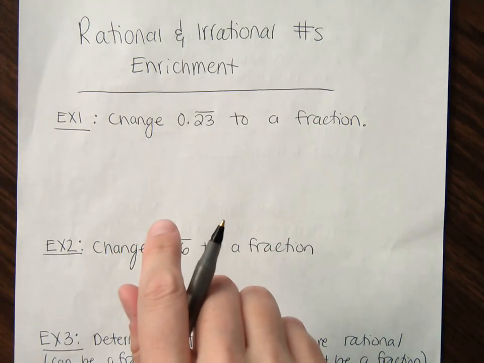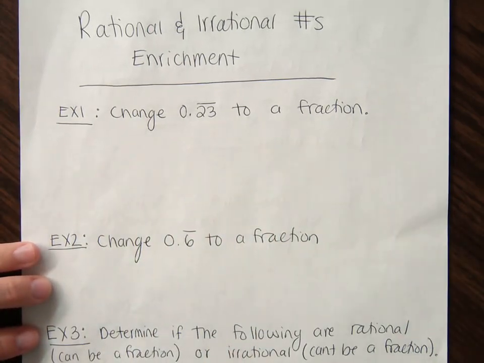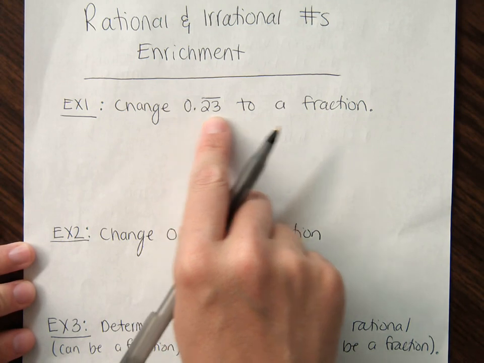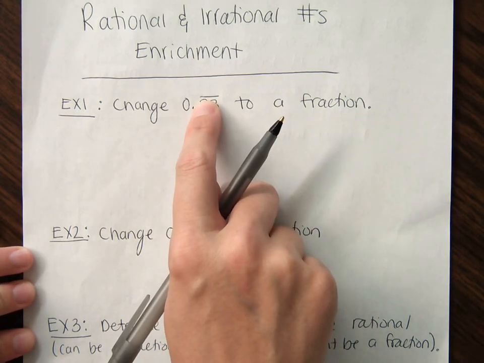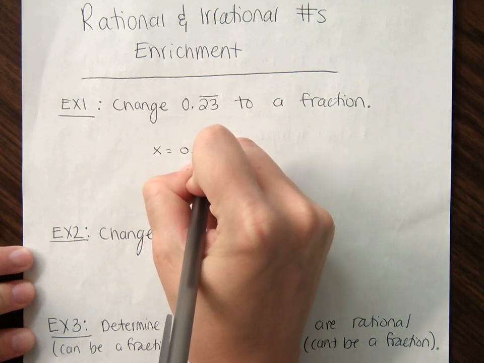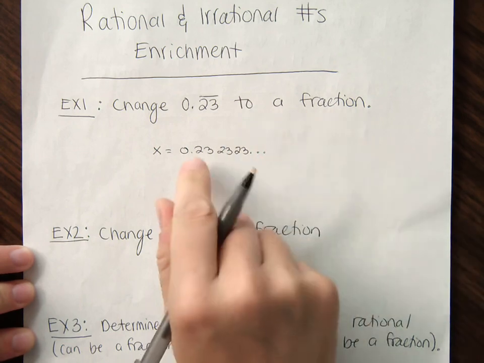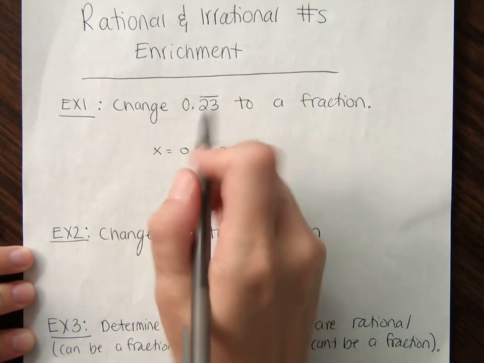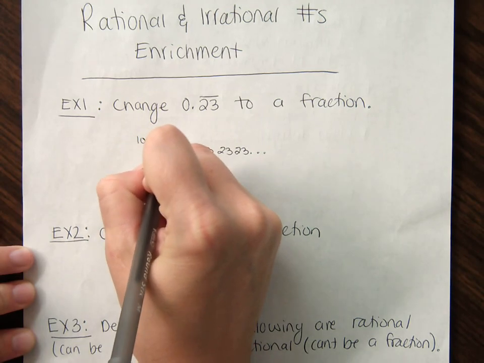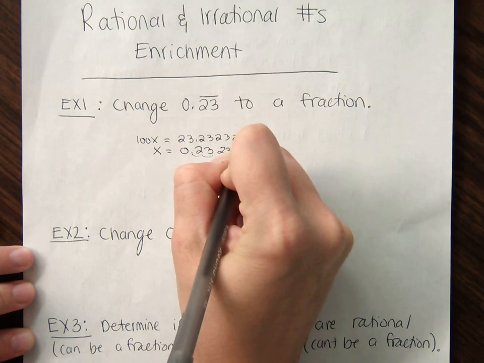Alright, we're going to go over how to do your rational and irrational numbers notes real quick to complete your BuzzMath activity. So remember, when we're changing 0.23 repeating, remember the bar is repeating, to a fraction, we set our first equation equal to x. Since we have two decimal places repeating, we need to move our decimal twice over, which is like multiplying by 100. So this will be 23.232323.